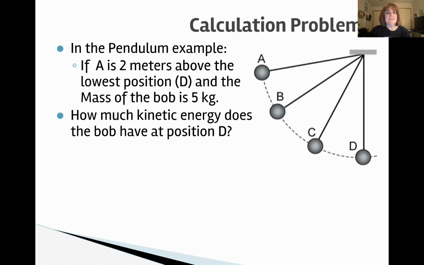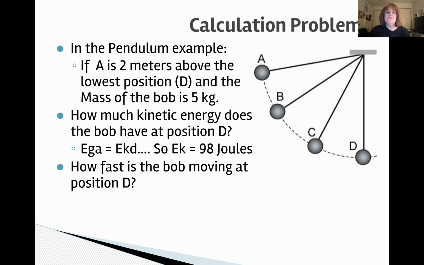How much kinetic energy does it then have at position D? Well, in the energy equation, we would have written EGA is equal to EKD. That means the EK at position D is also 98 joules. Whatever you have in one position, you have in the others.